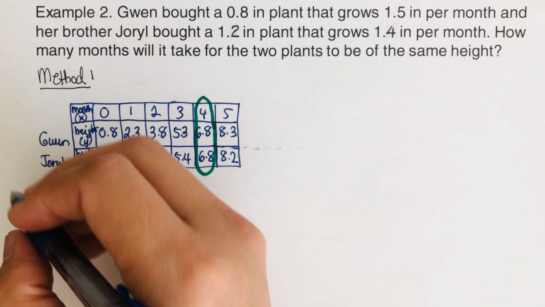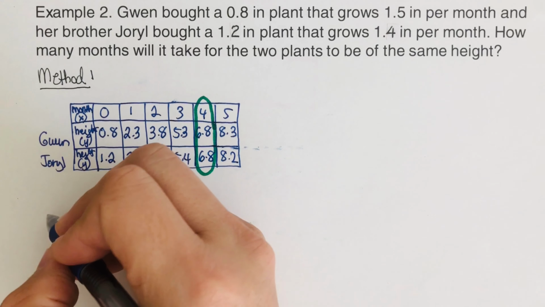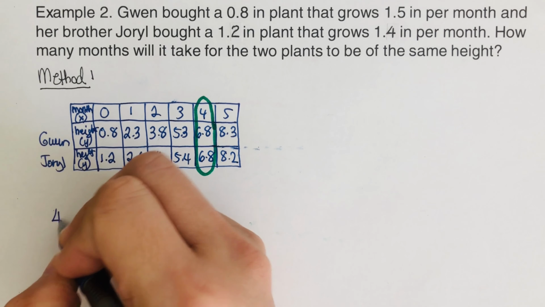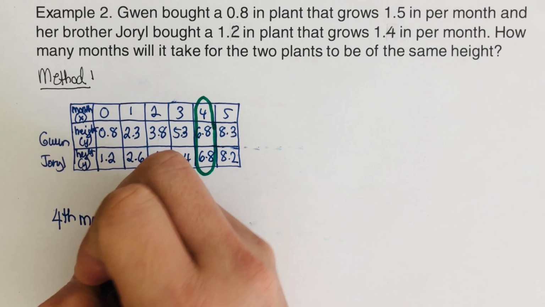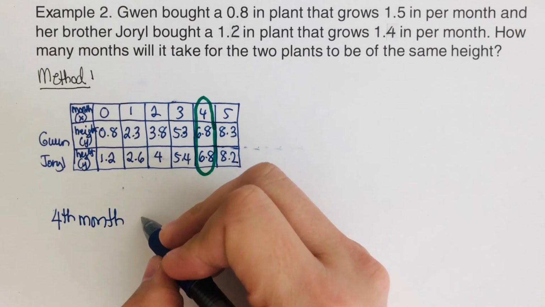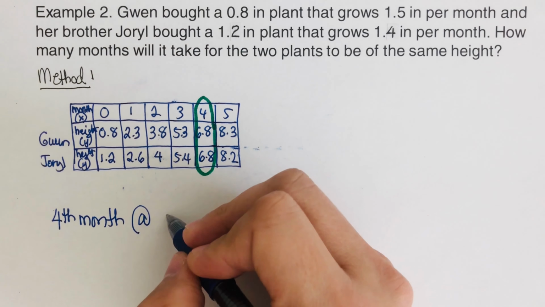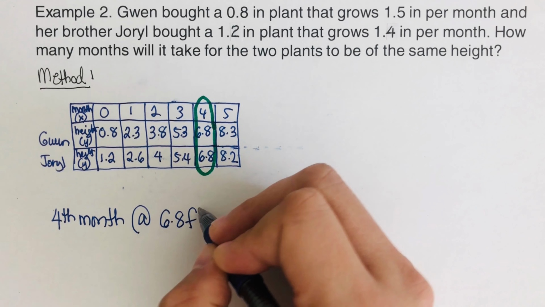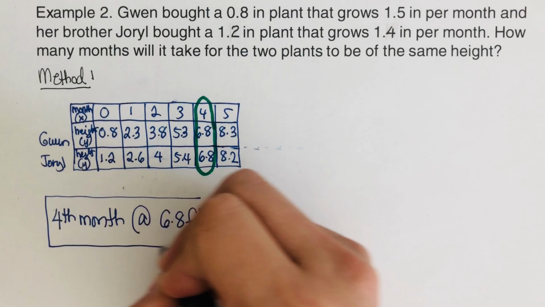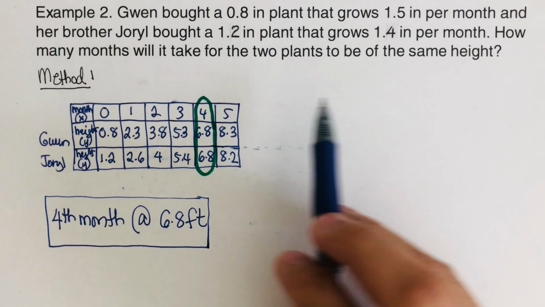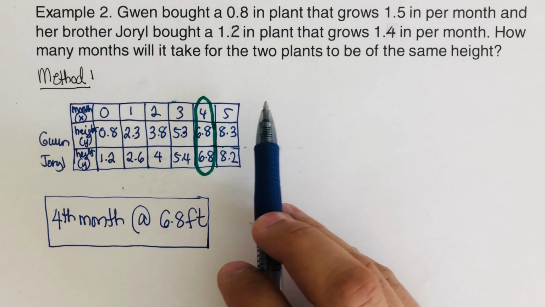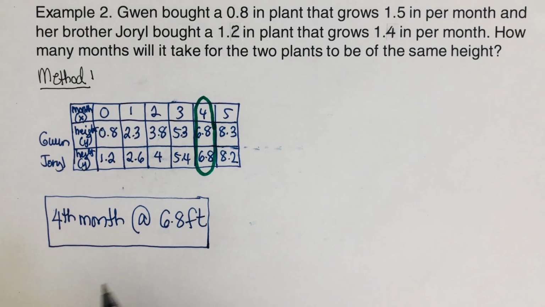So that means on the 4th month, they're gonna have the same height at 6.8 feet. So that is the answer to this question right here. How long will it take for these two plants to be of the same height? It takes 4 months for them to be of the same height, and the height of the plant is 6.8.